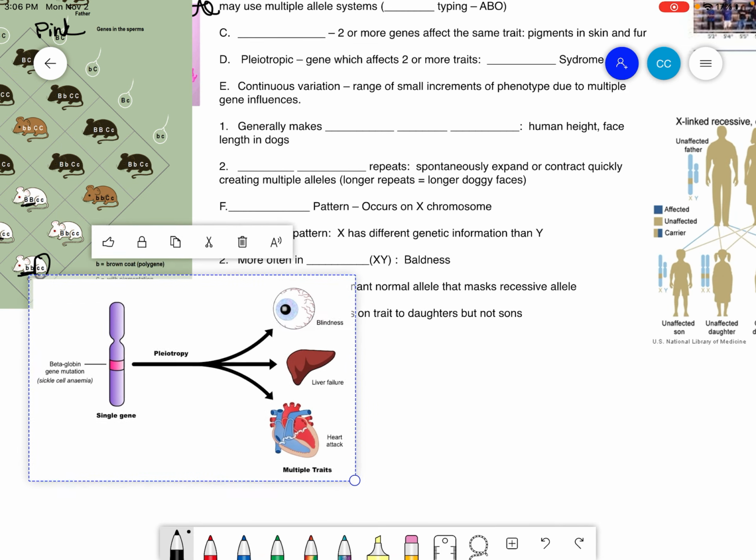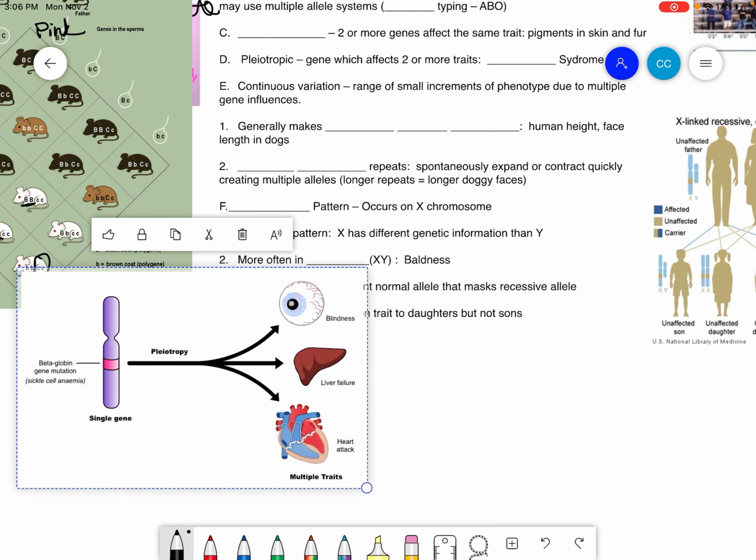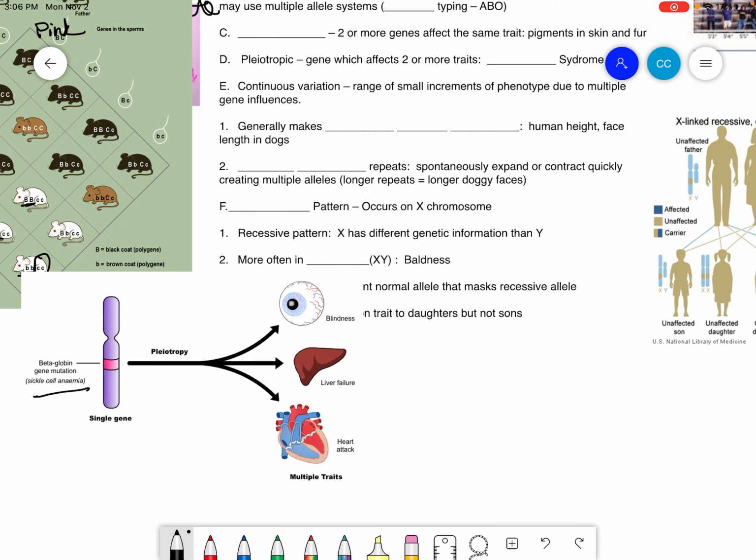But in this one, this picture that I was able to find, it's got this beta globin gene mutation, and this beta globin through pleiotropy affects eyes, so it can cause blindness of the eyes. It could cause liver failure, and it could also cause heart attacks. But what happens in this beta globin mutation is, instead of having a beautiful biconcave disc shape to your red blood cells, you end up with sickle cells or sickle cell anemia.